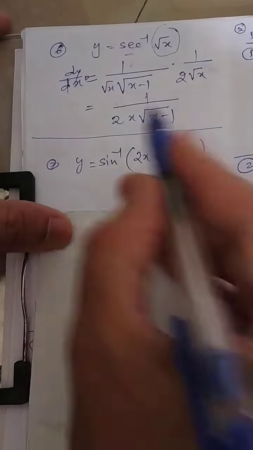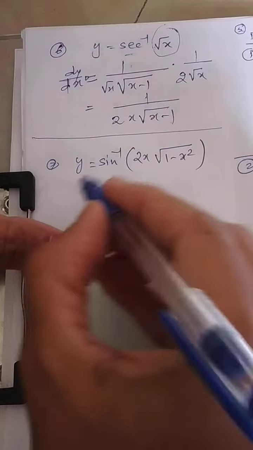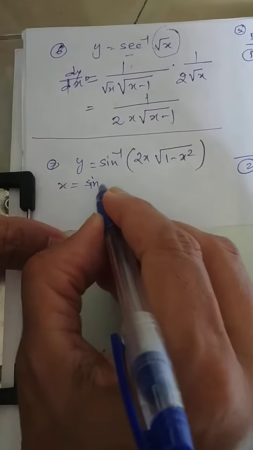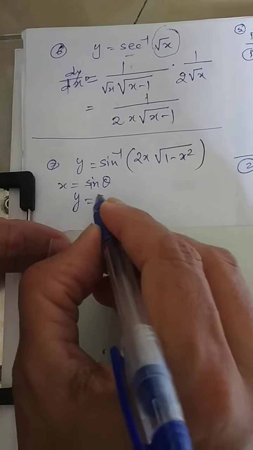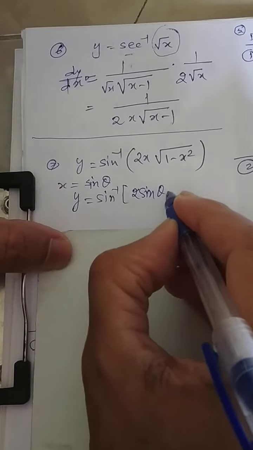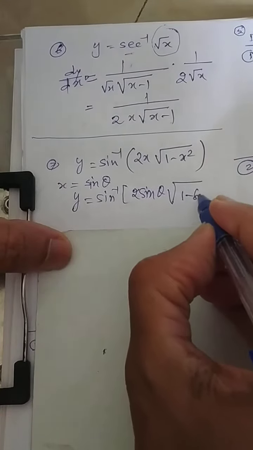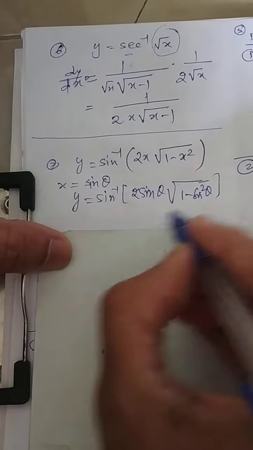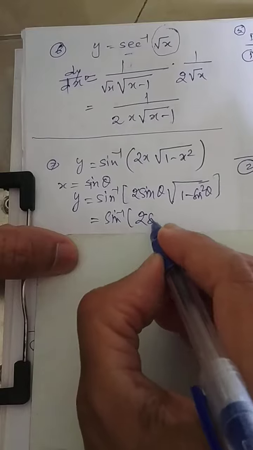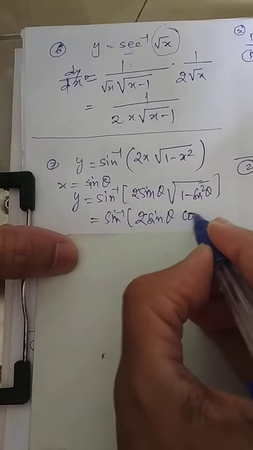Think about this question: sine inverse of 2x upon root under 1 minus x square. Here if you replace x is equal to sine theta, you will get y equal to sine inverse of 2 sine theta upon root under 1 minus sine square theta. Sine inverse is as it is, 2 sine theta also as it is, and this root is nothing but cos theta.